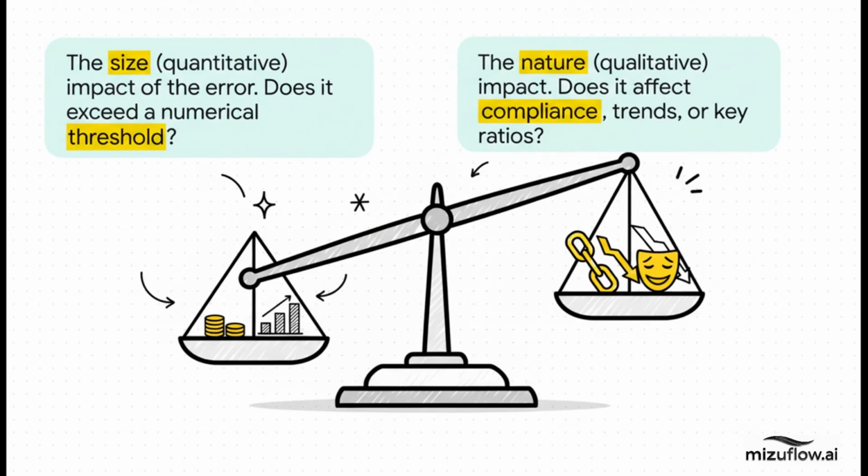So how do we actually figure that out? We have to look at it from two different angles. First, there's the quantitative side, the numbers, the raw dollar value of the mistake. But honestly, the qualitative side is often even more important. A tiny error, dollar-wise, could be massively material if it does something like tip a company from a profit to a loss, or breach a bank covenant, or mask a negative trend. That's where the real detective work happens.